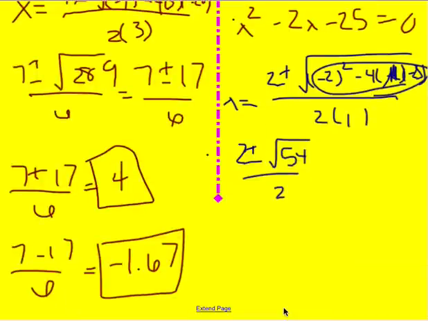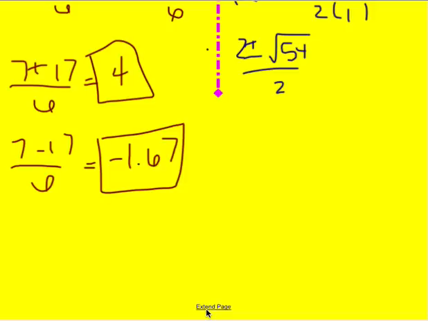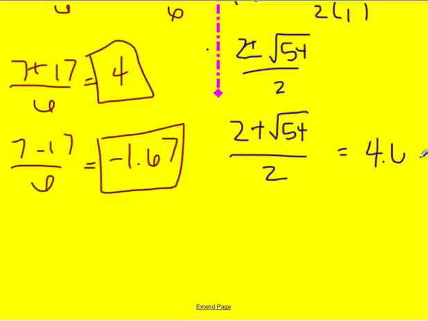So now the square root of 54 is not a perfect square. So here's what I do in my calculator. I do 2 plus the square root of 54. And then I hit enter. And I take that and I divide it by 2. And when I do that, I get 4.67. Please be cautious of your rounding. If the third number is 5 or greater, you need to round up.